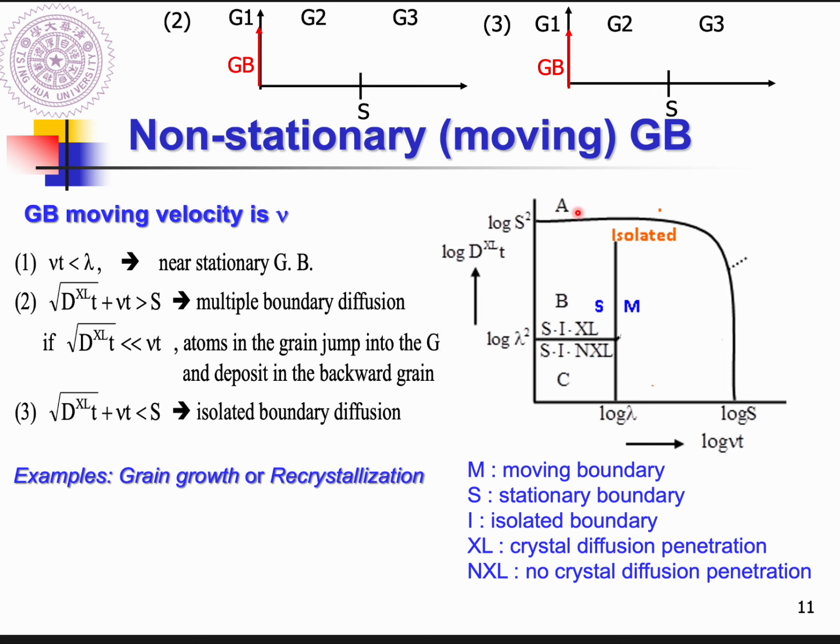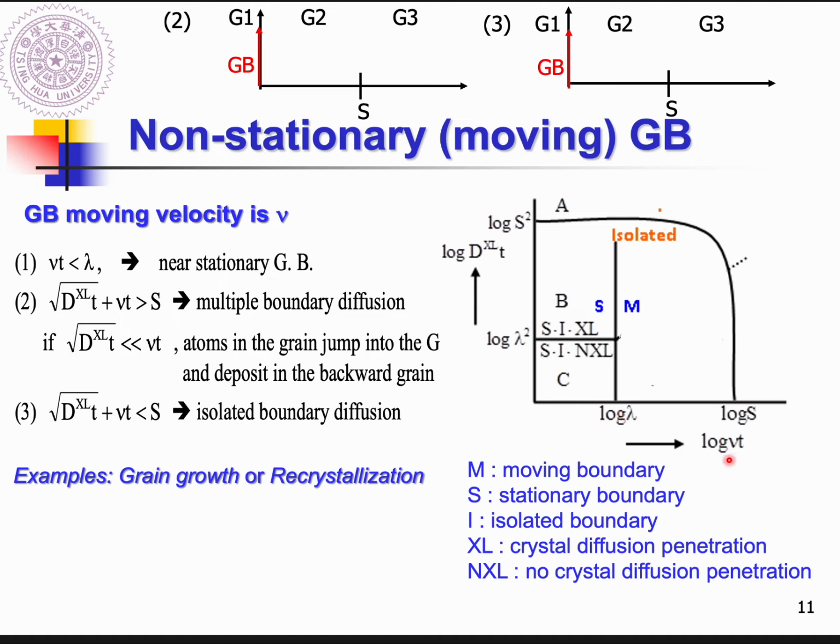So here we have the regions: multiple, intermediate, and also the boundary. It's a core region, boundary region, and through the whole material. It belongs to the stationary case. So if vt is smaller than lambda, it means a near-stationary grain boundary. This is the case we just talked about.